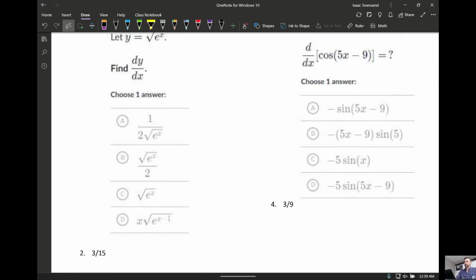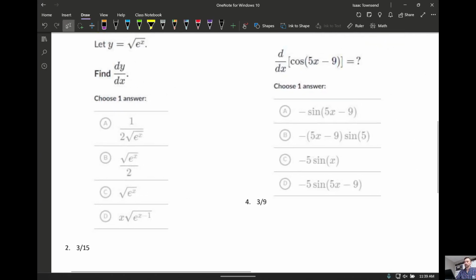Second one, it's a little bit better. 3 out of 15 people got this one.